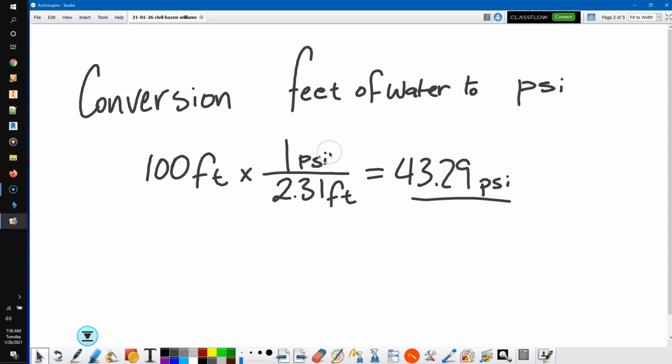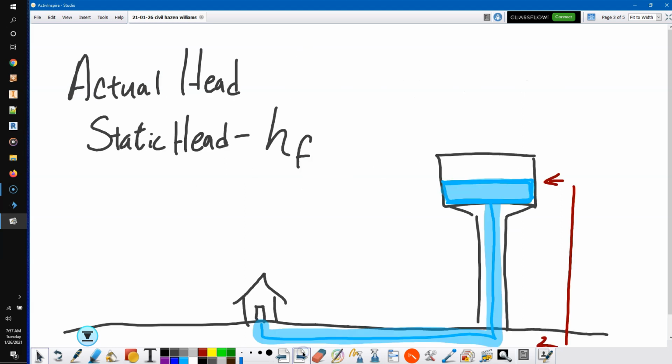To convert between feet of water and pounds per square inch, 1 psi is equal to 2.31 feet of water. So if you have 100 feet of water times 1 over 2.31, so 100 divided by 2.31, you get 43.29 psi. So 100 feet of water is equivalent to 43 pounds per square inch and some change. That's a conversion you will have to do. You need to be able to convert back and forth between psi and feet of water.